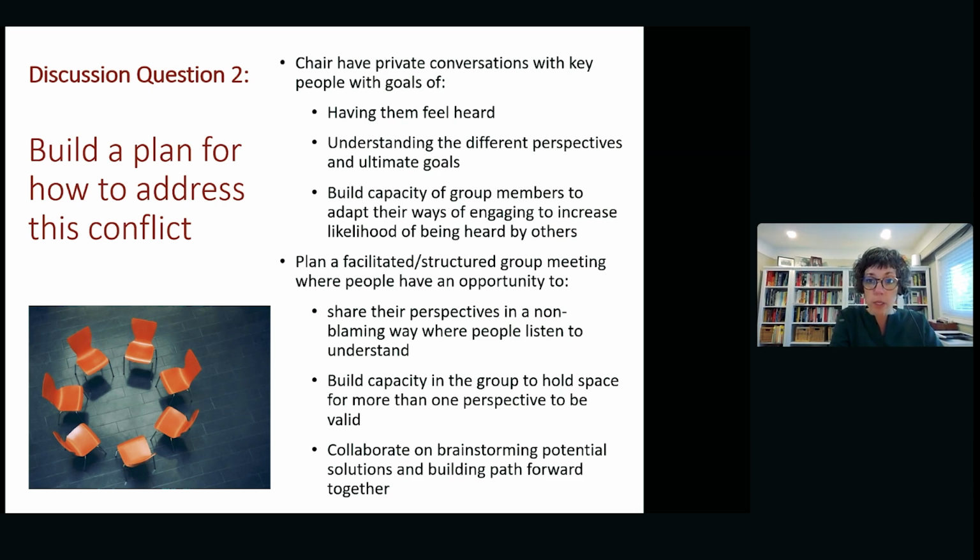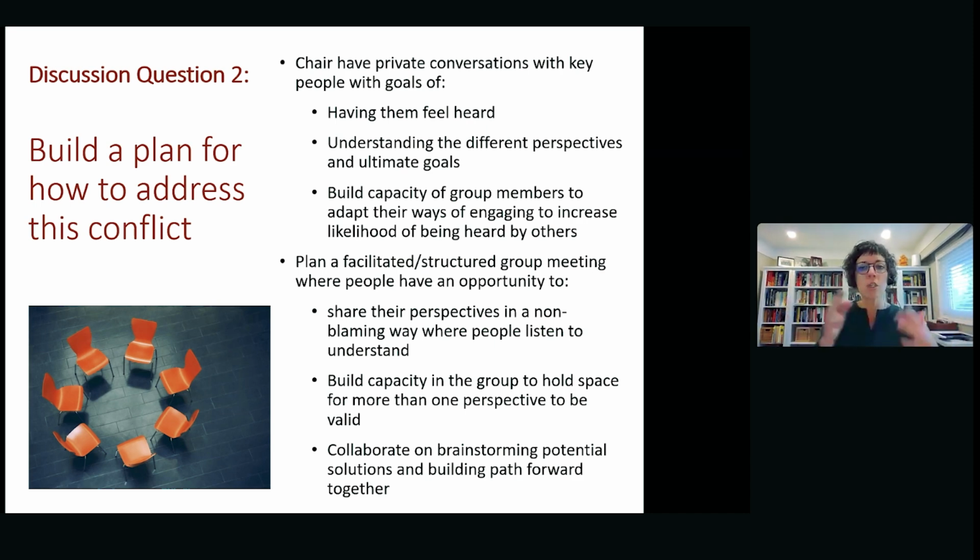So that's the third point that I put on the slide here, is collaborating on brainstorming potential solutions and building a path forward together. So that takes moving the conversation from the space of, okay, here's how I feel, here's how I experience this, here's what's not working for me, to moving it to here's what we would like to see happen.